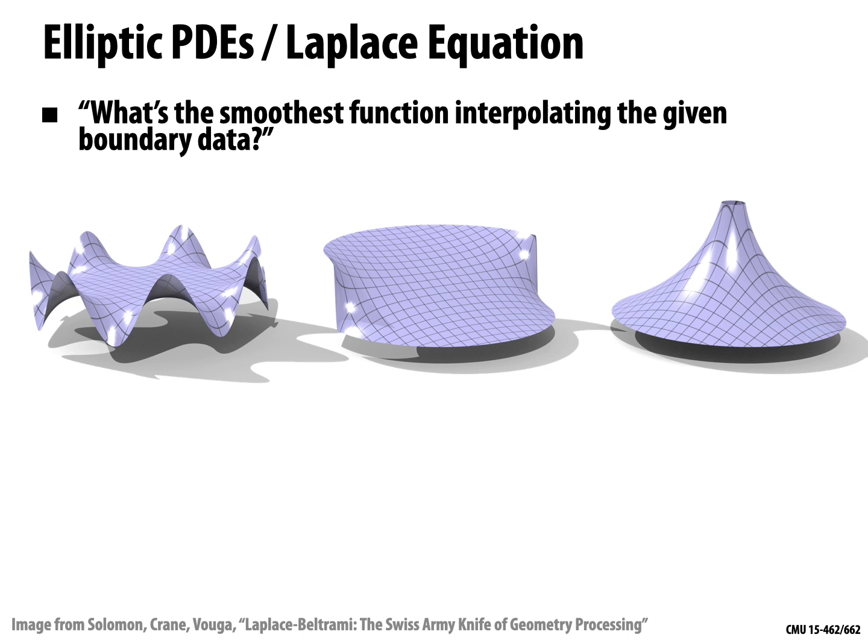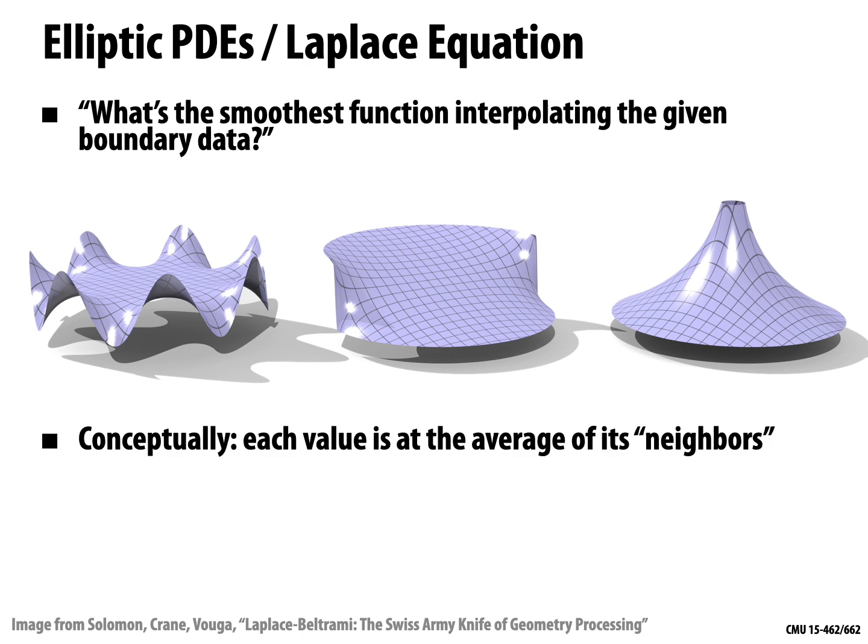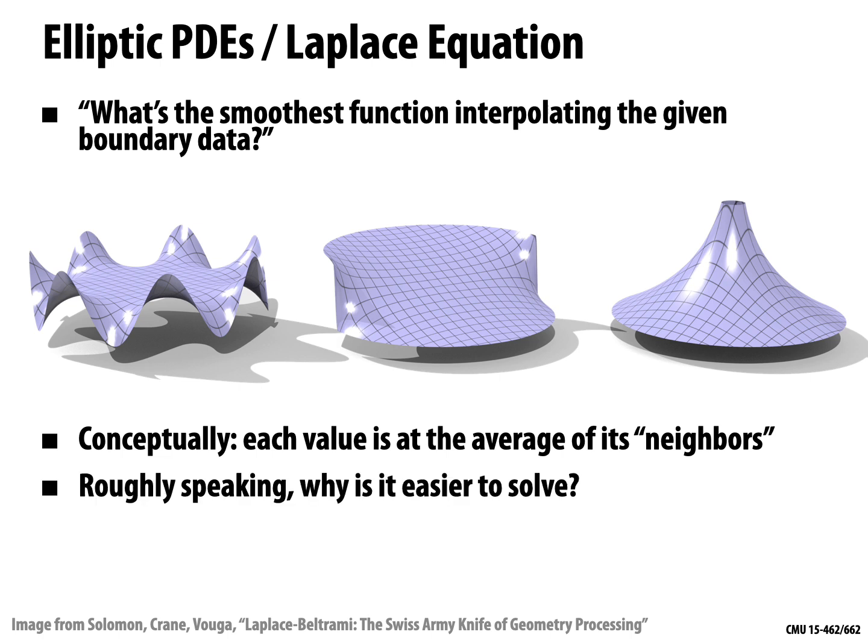Okay? What does the equation really say? How does it get this interpolating function? Well, conceptually, it's saying that every value should be, in some sense, the average of its neighbors. And you can see that by looking at this picture. If you look at any point, the neighbors nearby kind of have an average that looks like the height of that value.